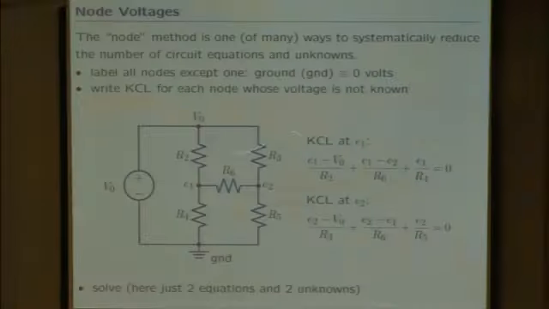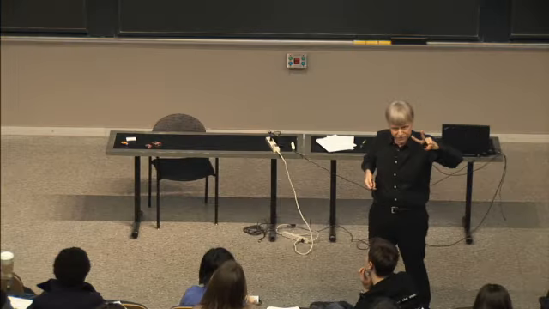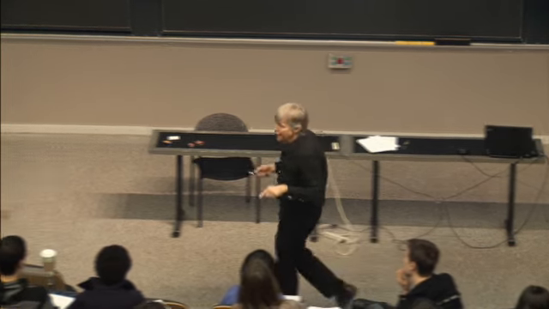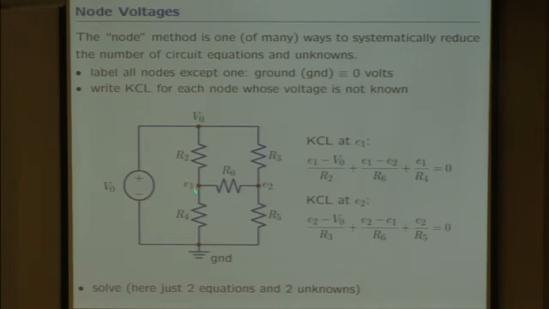Then, all we need to do in the node method is write the minimum number of KCL equations. We know we only have two unknowns, E1 and E2, and it turns out, and you can prove this, but I won't prove it today, it turns out that you need two KCL equations, right? Two unknowns, E1, E2, two KCL equations. And it turns out those two KCL equations are exactly the KCL equations associated with the two nodes.